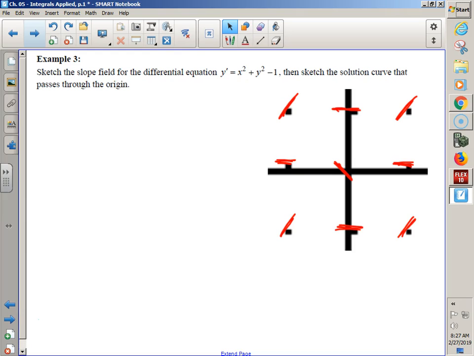It's up to you. You can make a table, or you can put your pencil on a point. Think of the x, think of the y. Plug in to your differential equation. Get a number, and then think, okay, if that's my rise over run, where would I be going?